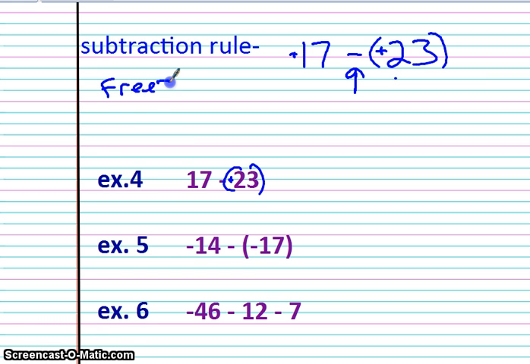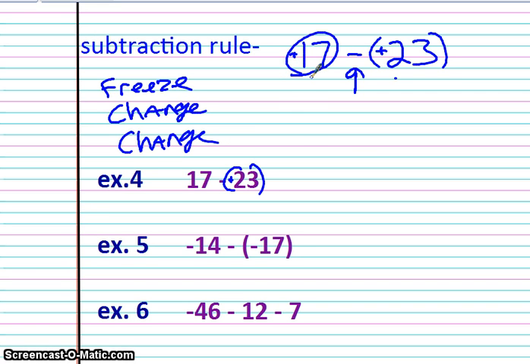So again, we're going to think: freeze, change, change. Freeze means we're going to keep this number and this sign the same. So we're going to have 17, and I'm not going to write the positive there, but there is one. The next thing we're going to look at is the operation. The operation right now is to subtract, but our rule says never subtract. We're going to change it from subtraction to addition.